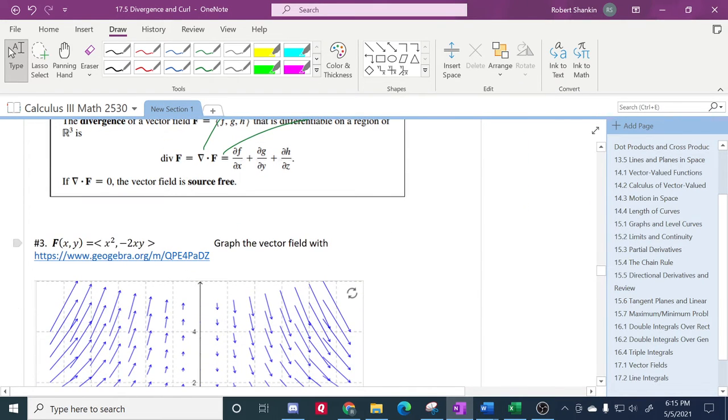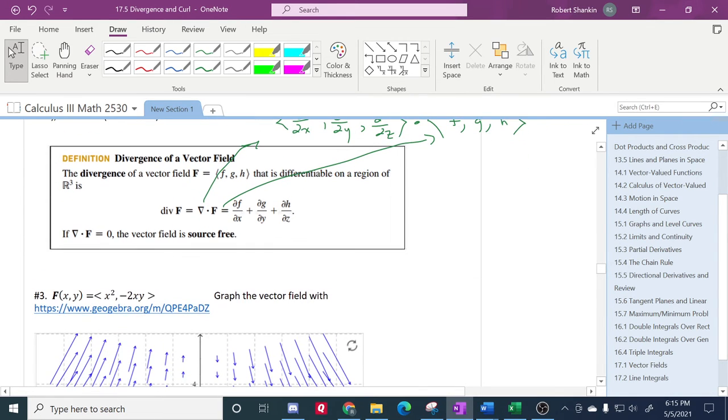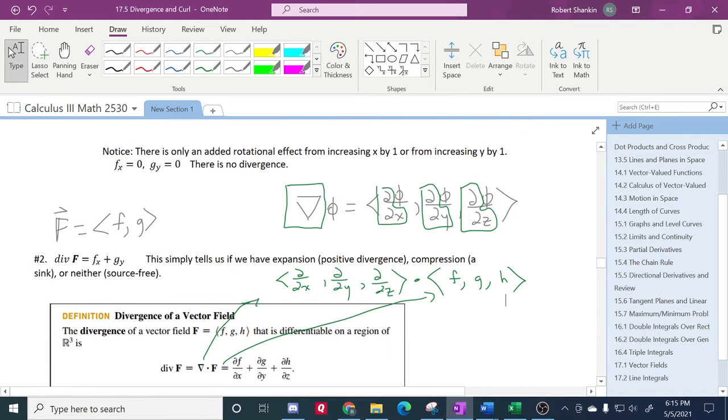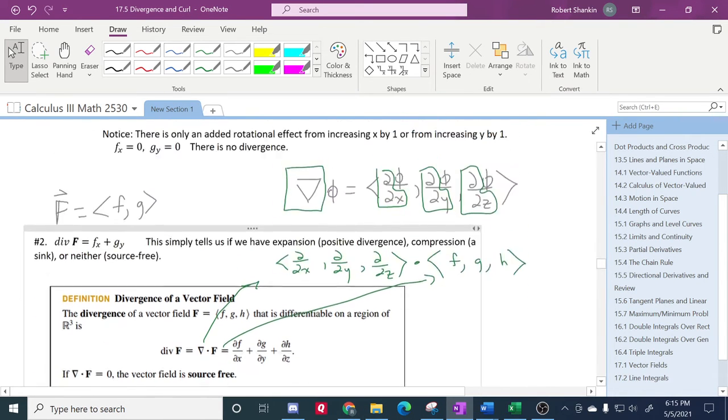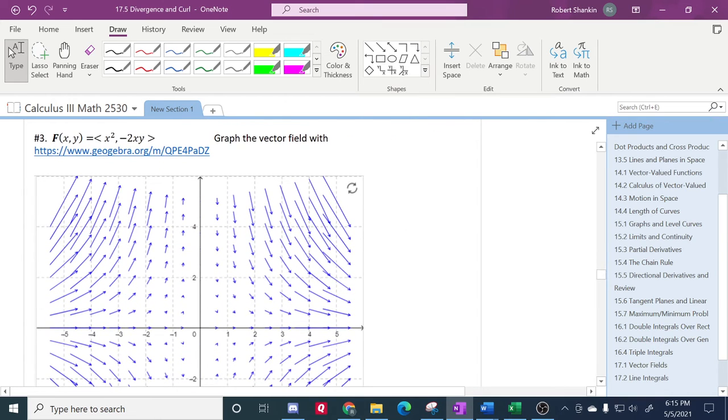All right. And let's look at an example of this. So, here the little f is x squared, the little g is negative 2xy. And that's the vector field. It takes a lot of time to graph these vector fields by hand, so I went to this GeoGebra.org website to get this vector field quickly graphed.